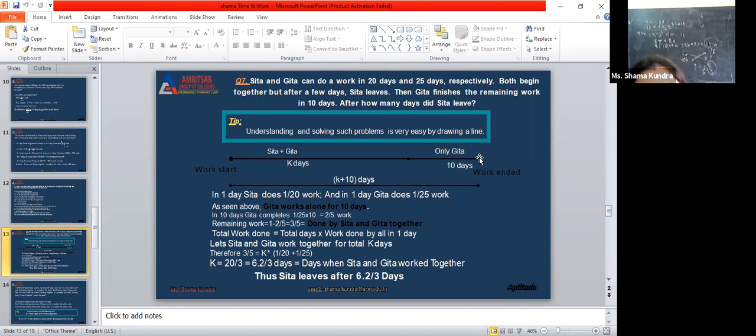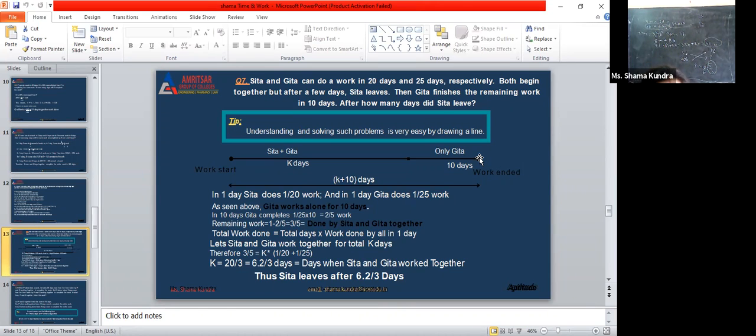Now look here. Geeta completes the remaining work in how many days? In 10 days. Do we know for how many days Sita and Geeta are working? No, we don't know. So let us assume Sita and Geeta are working for K days. That means after K days, Sita leaves and only Geeta is working. In one day Sita and Geeta complete 9 by 100 amount of work.